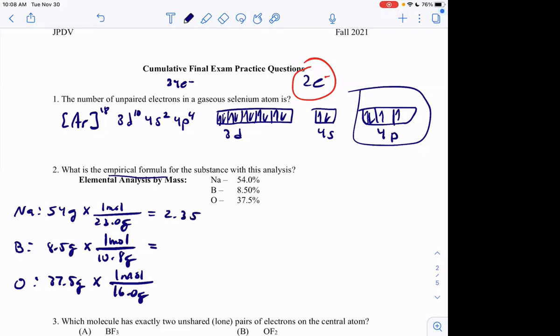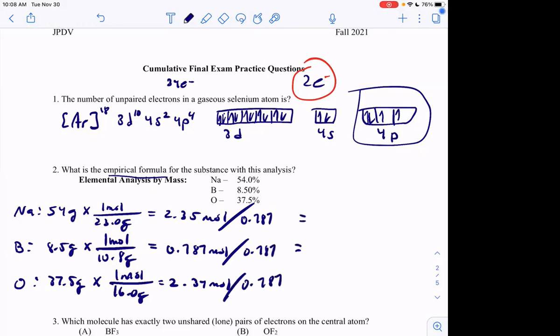2.35 moles you'd wind up with, 0.787 moles, and 2.34 moles. You see 2 of them are real close together. That's a trigger that they're going to be the same, right? In our final, that's percent to mass, mass to moles, divide by smallest. And then we will multiply the whole if we need to.